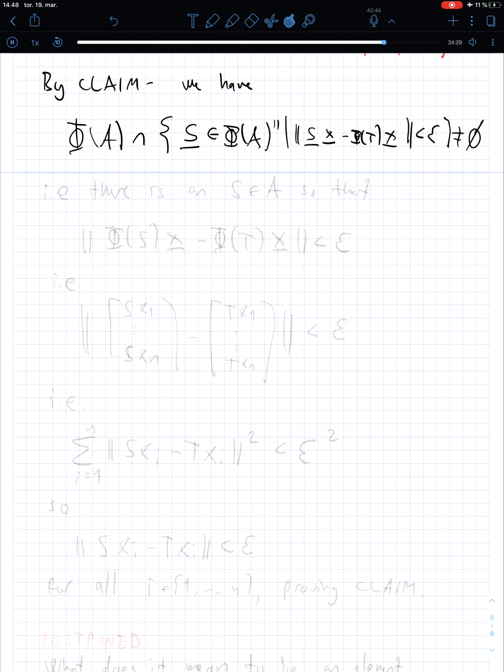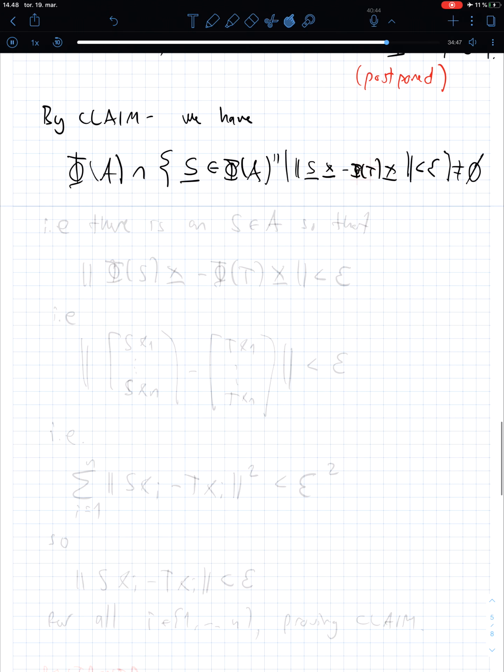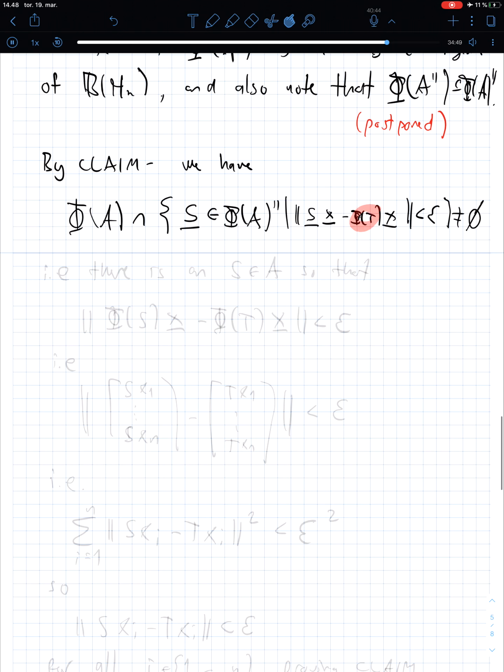Right, so I'm using claim minus, and I'm just using it verbatim. My x, what used to be x naught, is now x underline. What used to be A is now phi of A, and what used to be t is now phi of t. And of course, this is the thing that I've postponed. I need to know that phi of t lies in the relevant bicommutant of phi of A. So this we'll have to get back to, right?